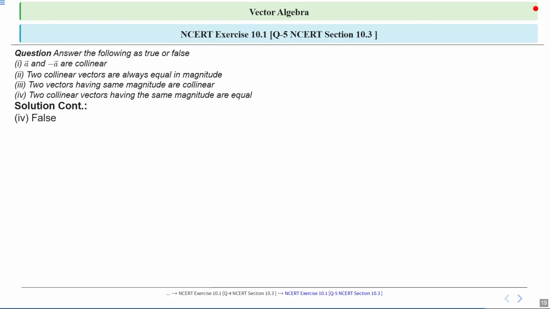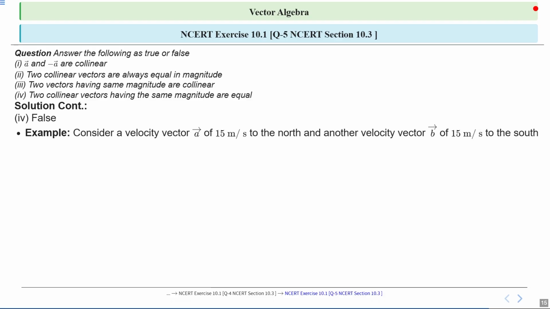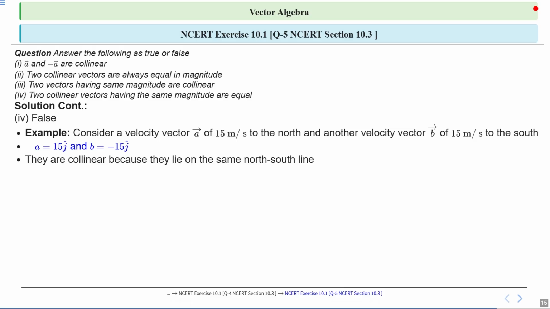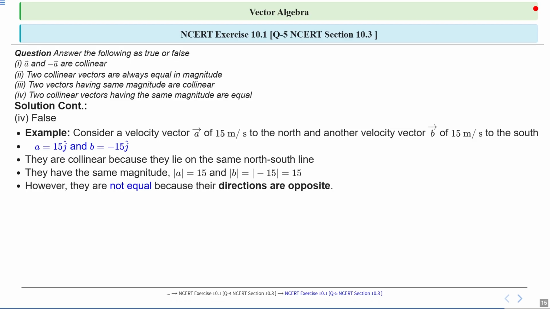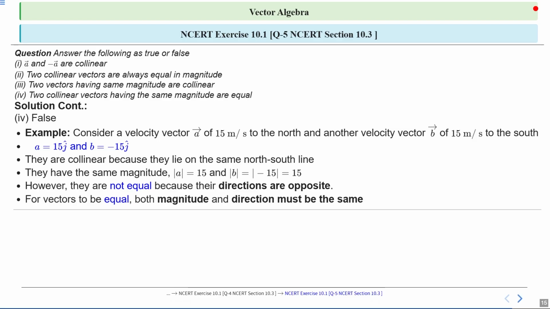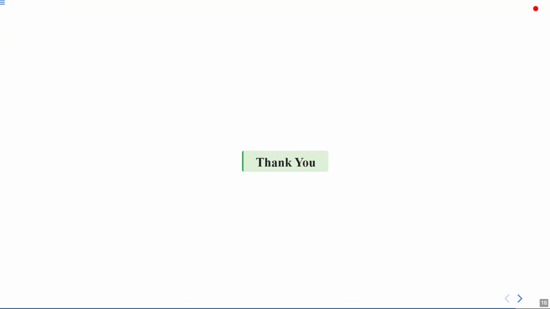Part 4, false. Example, consider a velocity vector A vector of 15 meter per second to the north and another velocity vector B vector of 15 meter per second to the south. A vector is equal to 15 j cap and B vector is equal to minus 15 j cap. They are collinear because they lie on the same north-south line. They have the same magnitude as magnitude of A vector is equal to 15 and magnitude of B vector is equal to magnitude of minus 15, which is equal to 15. However, they are not equal because their directions are opposite, right? For vectors to be equal, both magnitudes and directions must be the same, right? Okay, thank you so much.